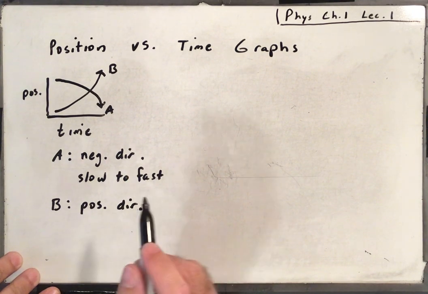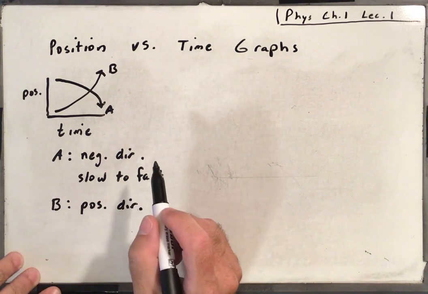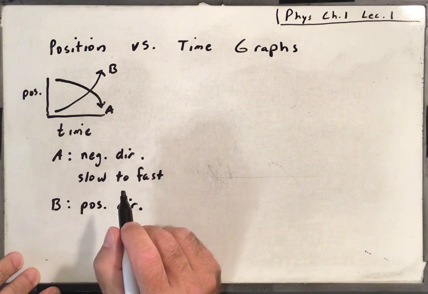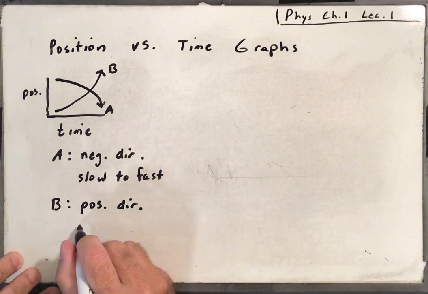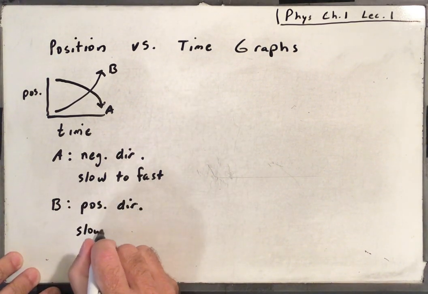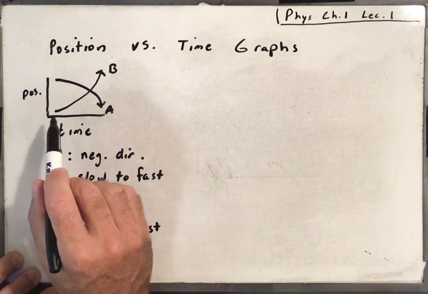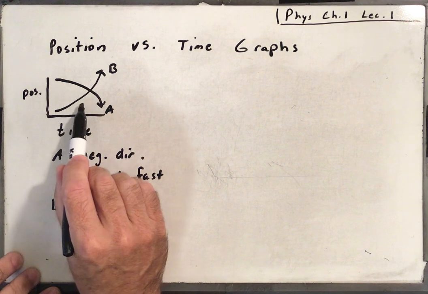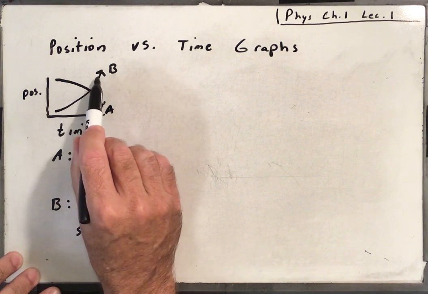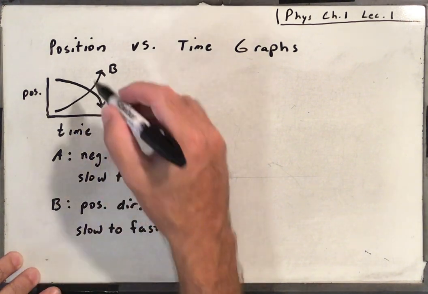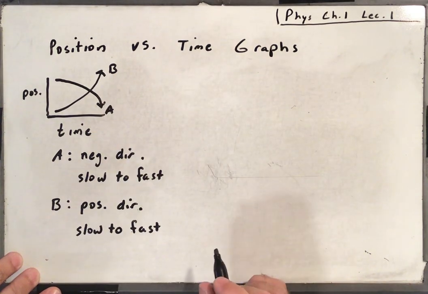But what do you think? Is B going slow to fast or fast to slow? All right, just like A, it's going slow to fast. Starts out with a shallow slope, but as time goes on, the slope is really steep over here to the right. So it's really cooking as time goes on.